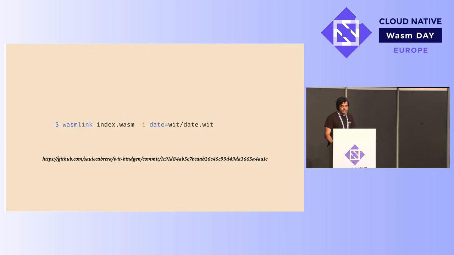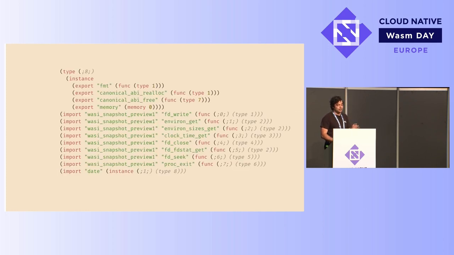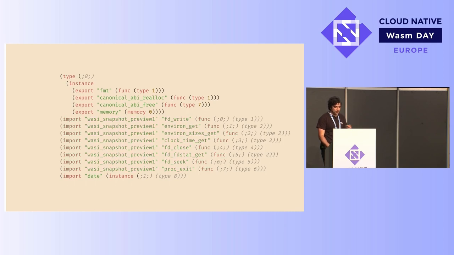So the way I invoke this is just WASM Link, I give it the consumer module, and the result is a module that looks like this. At the top, we have a type of an instance, which is a concept introduced by the, I'm not sure if to say deprecated, module linking proposal. And then the important part is the last line, in which we import a date as an instance, as it was defined above. That instance is required to export the format functionality and some other functions to be able to allocate and free memory from this module. So yeah, this is what I was explaining before.